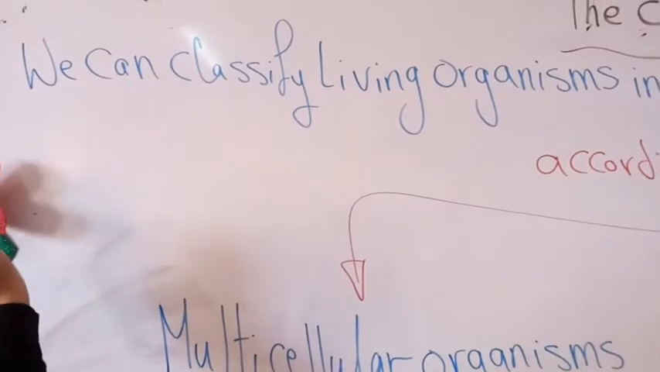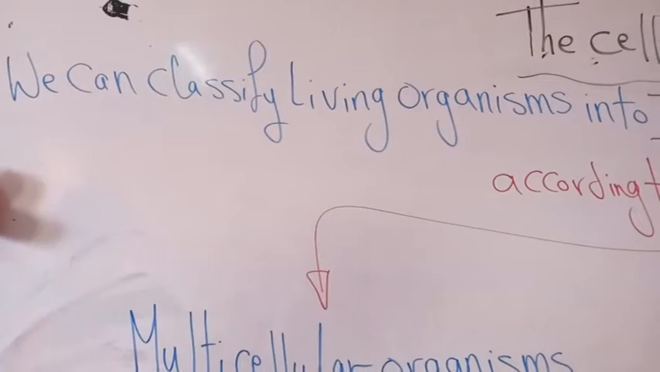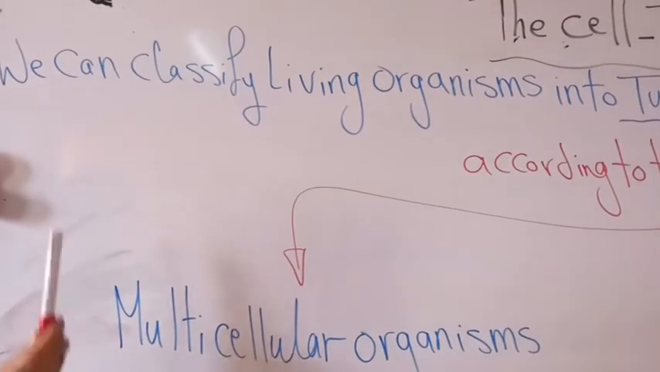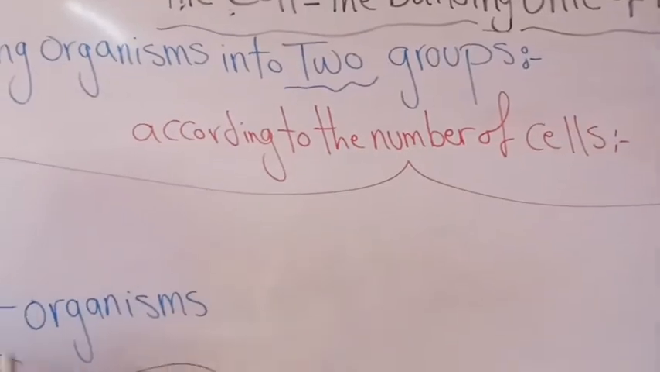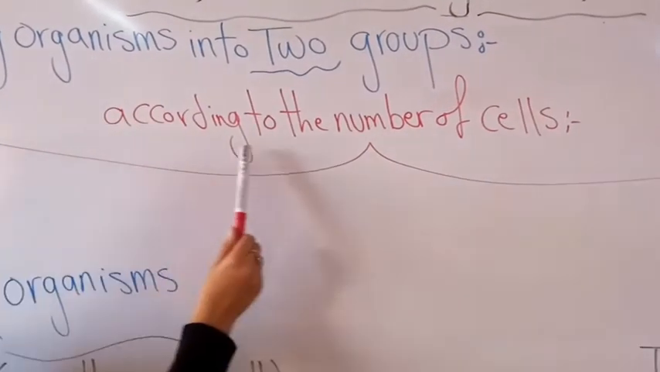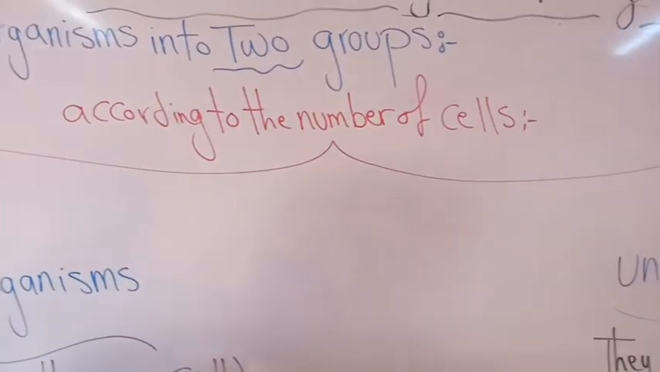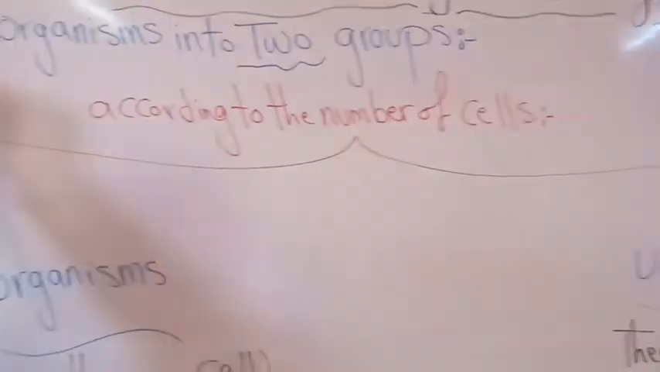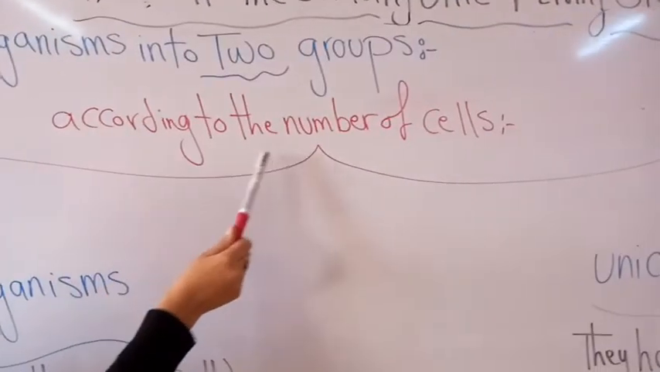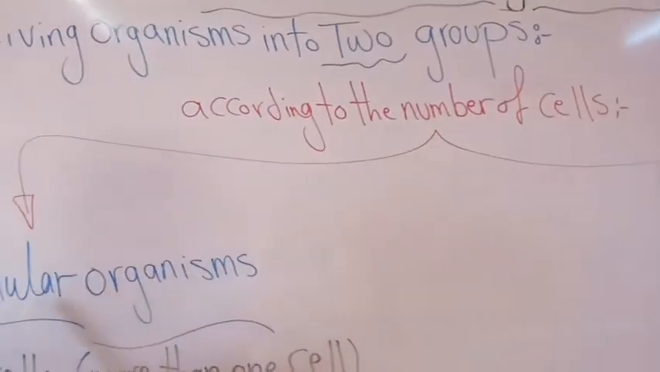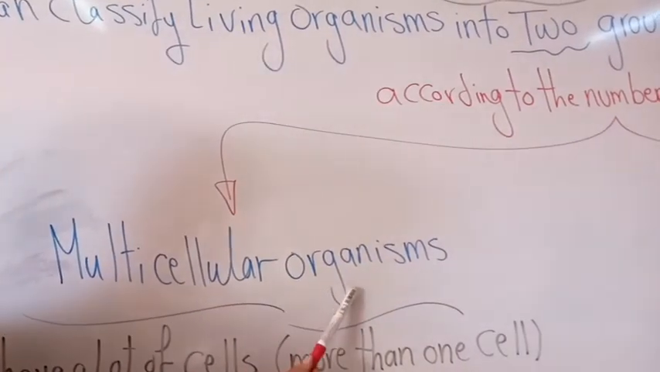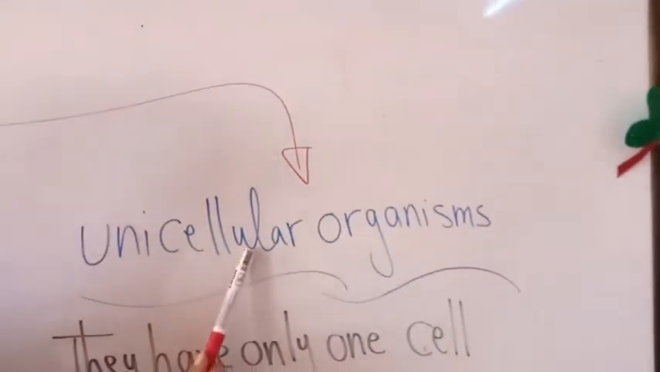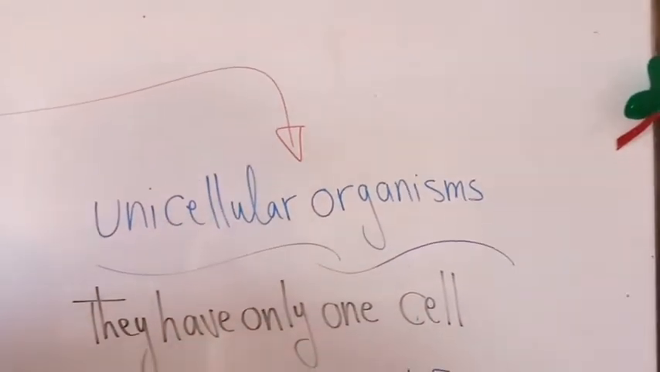Let's start now with classifying the living organisms. We can classify living organisms into two groups, according to the number of cells. So we classify all living organisms according to the number of cells into two groups: group number one, multicellular living organisms, and group number two, unicellular living organisms.